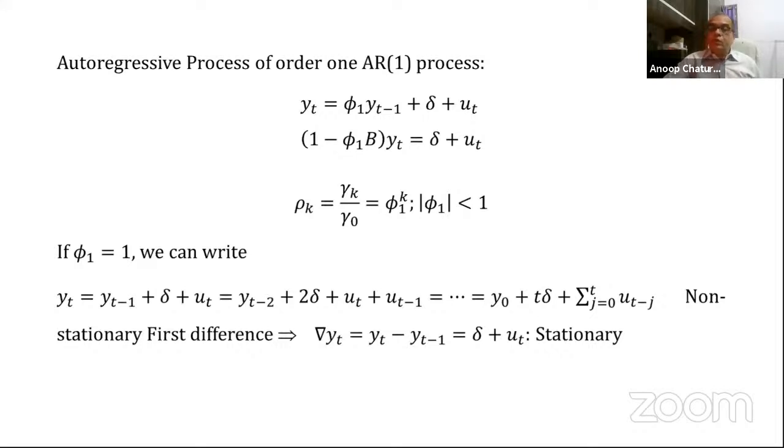In fact, if you derive the values of this process, the variance becomes t times sigma squared u. So as t increases, variance increases. So the process explodes, in the sense that its variance tends to infinity. Now, although the process is non-stationary, if you take the first difference, then it becomes y_t minus y_(t-1) equal to delta plus u_t. The process becomes stationary.